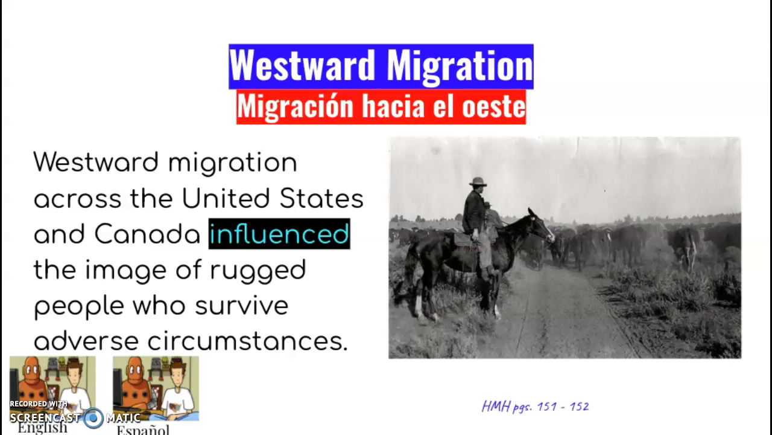At one point, there was the westward migration. The westward migration across the United States and Canada influenced the image of rugged people who survived adverse circumstances. Even though it might seem simple because they didn't have to board a ship and cross the Atlantic Ocean, it was still rough. People had to have good food and certain resources because migrating to these places could easily cost a family thousands of dollars. And back then, that was a lot of money.